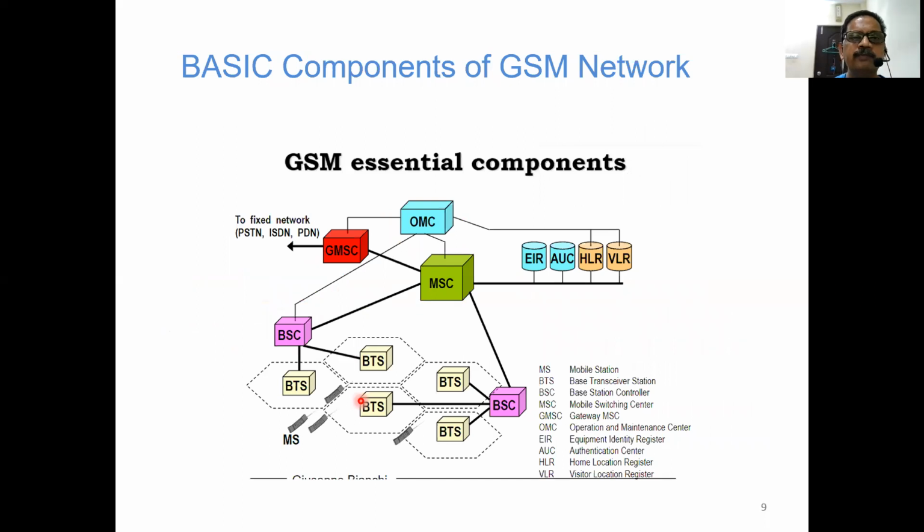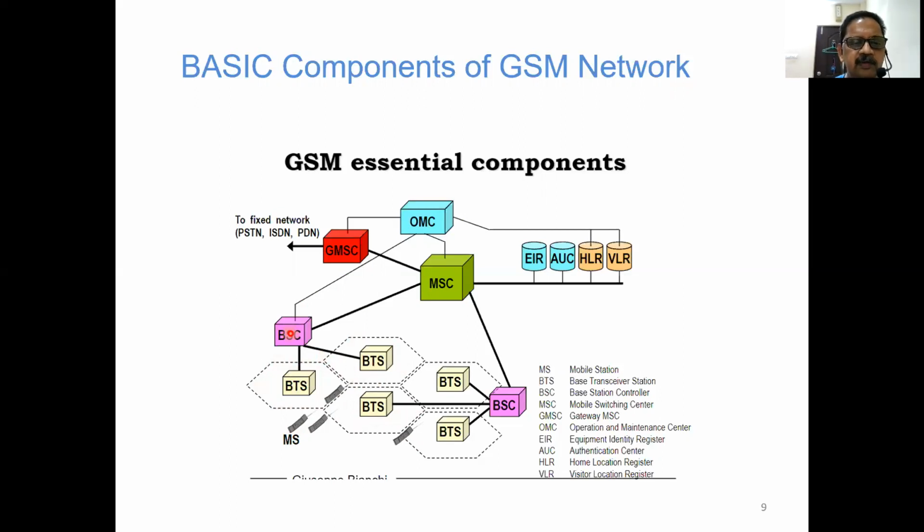Now we will look into the basic components of the GSM network. Here I have shown in a detailed manner the different components. Here these are all the mobile stations. This is the BTS, and the area covered by a BTS is known as the cell. So this is another cell, another BTS area. This is another cell. Diagrammatically, these are connected to this BSC.